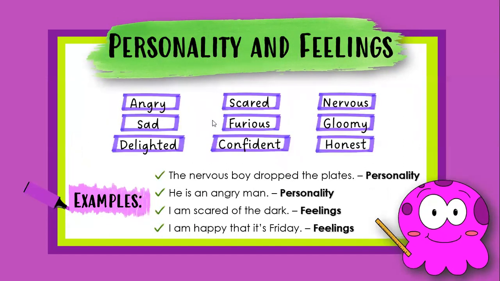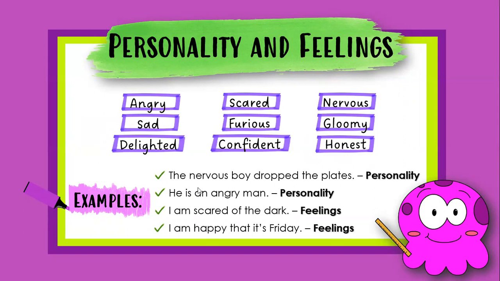Another area we can describe is personality and feelings. Okay, so we can talk about how we are feeling or how a person generally is. For example, angry, sad, delighted, scared, furious, confident, nervous, gloomy, honest. Let's look at some examples.